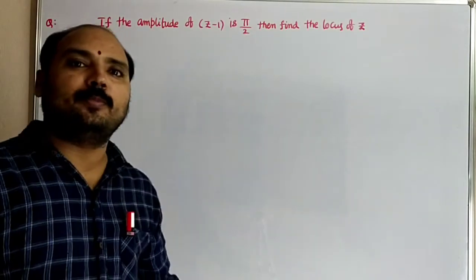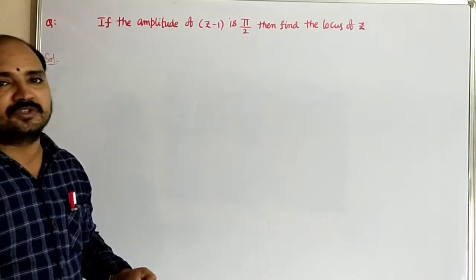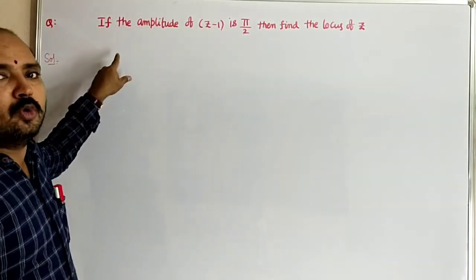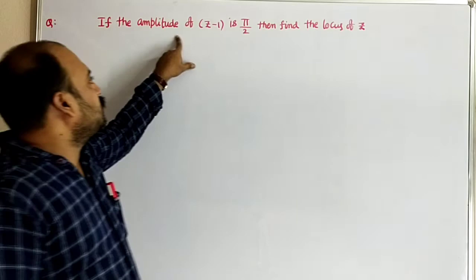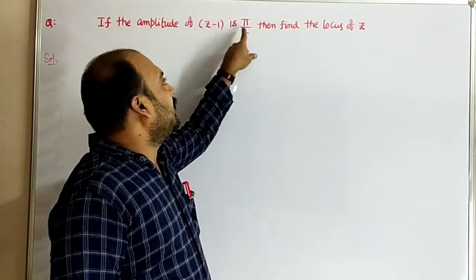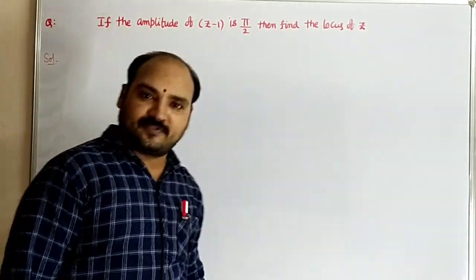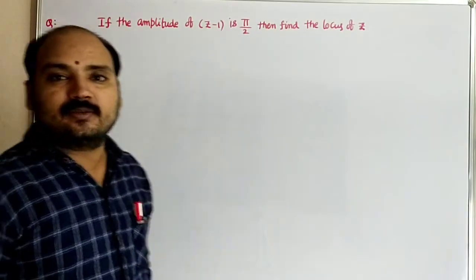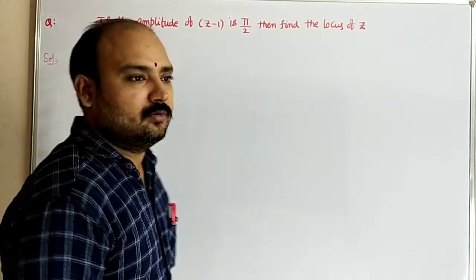The next question is important for 2 marks. The coming 2 questions are also important for 2 marks in the boards. If the amplitude of z minus 1 is pi by 2, then find the locus of z. Amplitude means argument of the complex number.